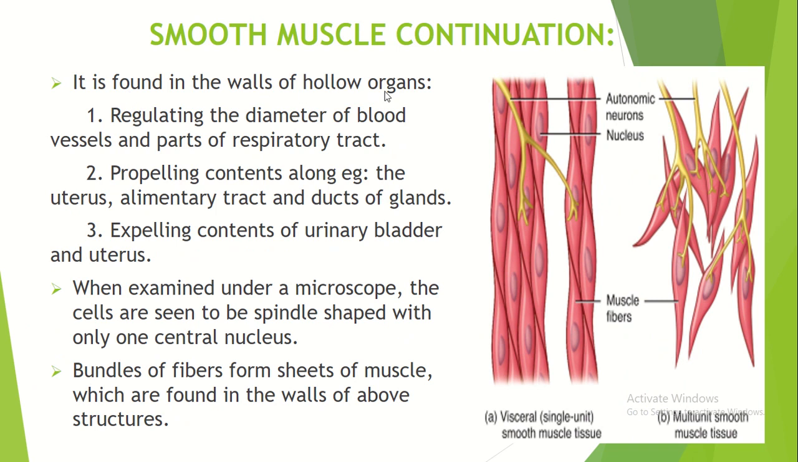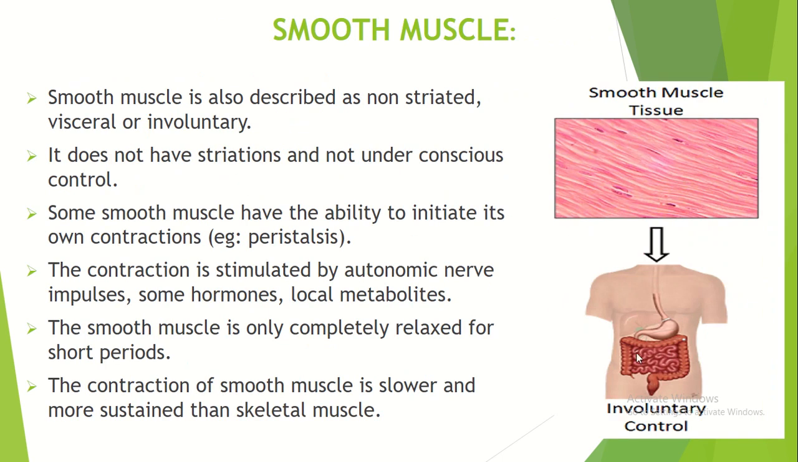It is found in the walls of hollow organs. Where the hollow organs are present, there we can see the smooth muscle, regulating the diameter of the blood vessels of the respiratory tract. In the respiratory tract, the trachea is a hollow organ, and there are blood vessels there. Propelling the contents, for example the uterus, alimentary tract, the ducts and the glands. You can see this propelling the content from the esophagus; it needs to come to the stomach.